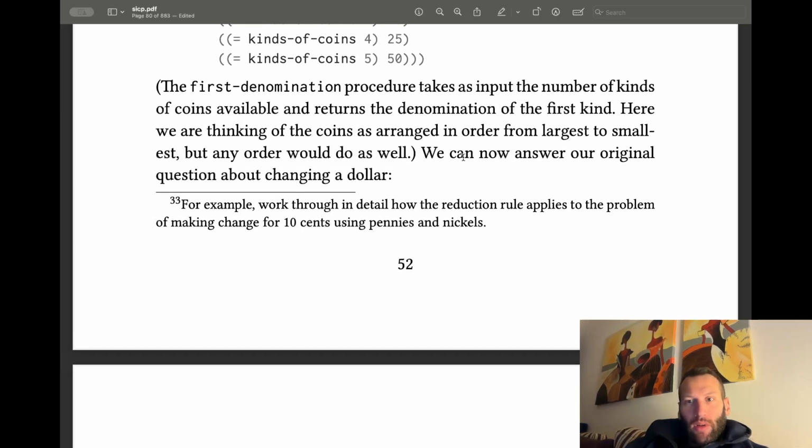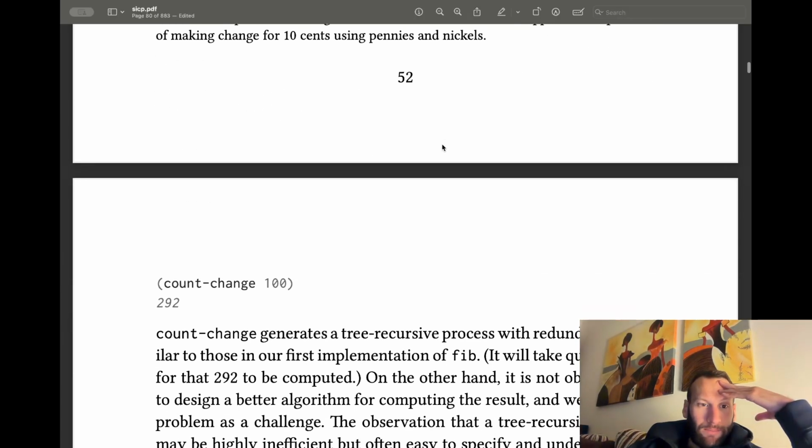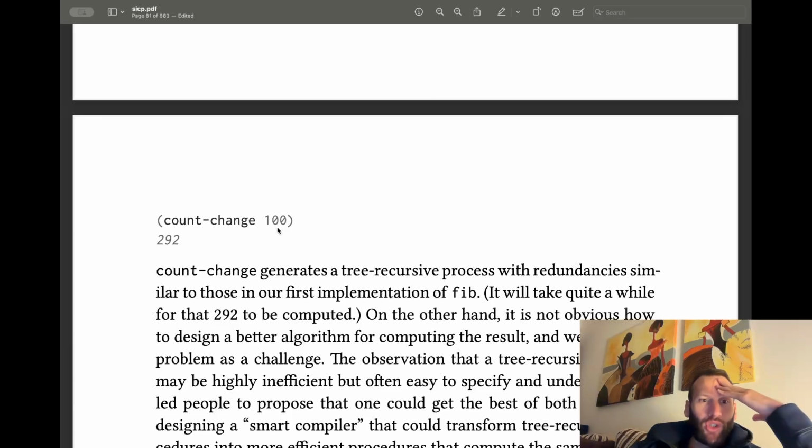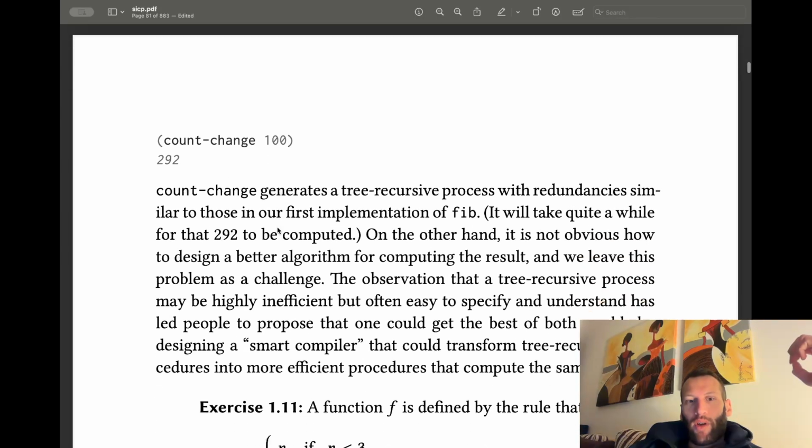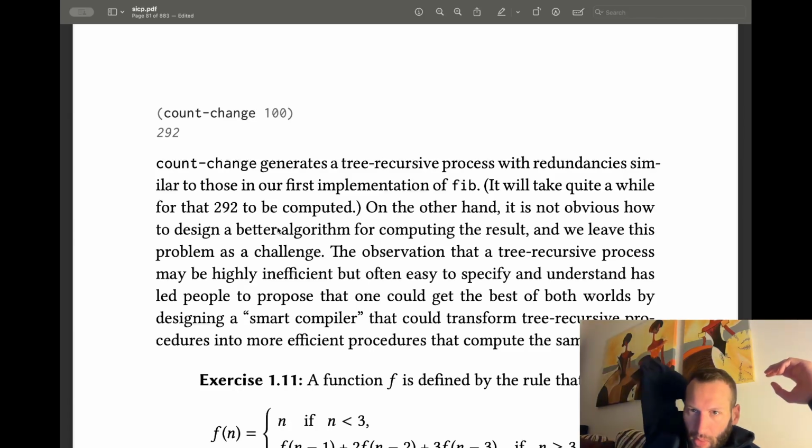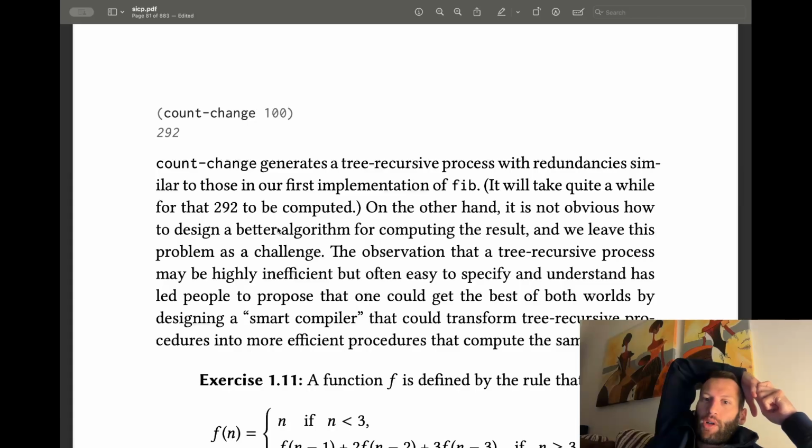Okay, we can now answer our original question about changing a dollar. Count-change of 100 gives 292. Count-change generates a tree-recursive process with redundancies similar to those in our first implementation of fib. It will take quite a while for that 292 to be computed. On the other hand, it is not obvious how to design a better algorithm for computing the result, and we leave this problem as a challenge.